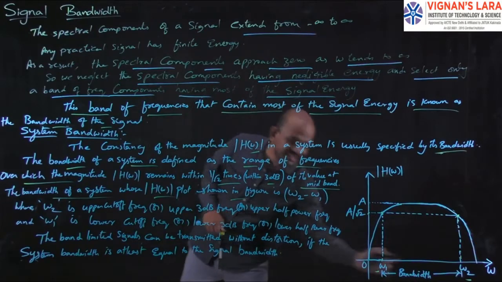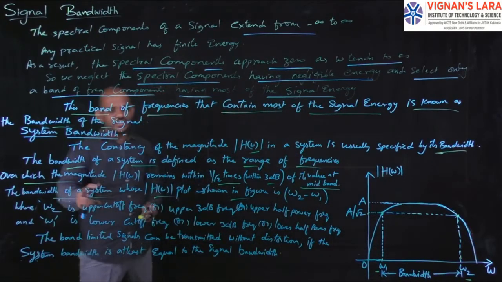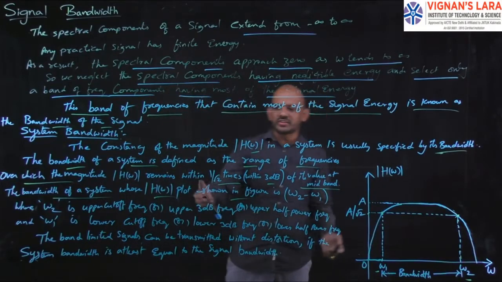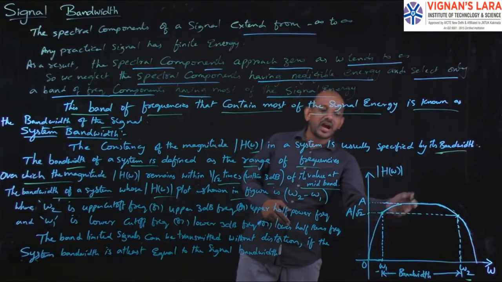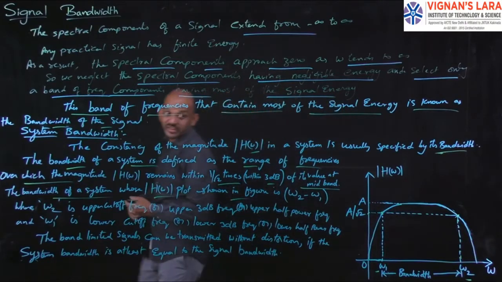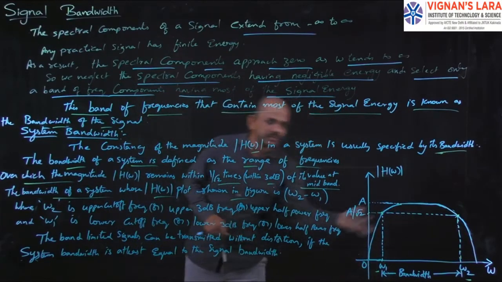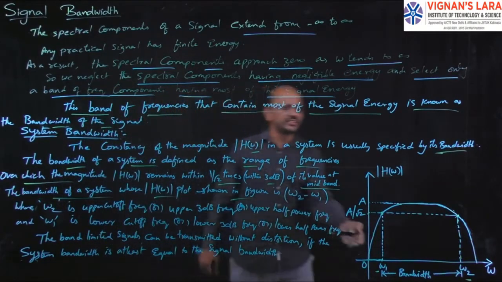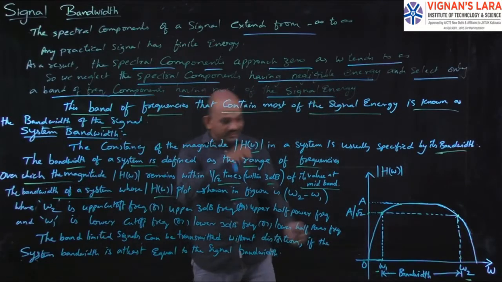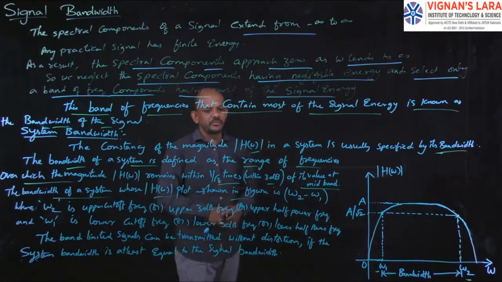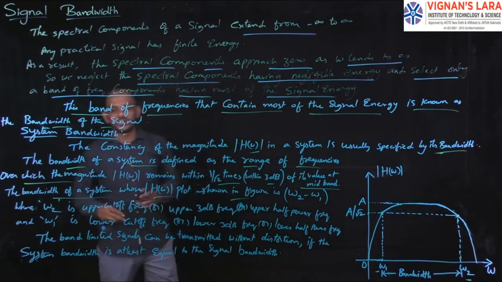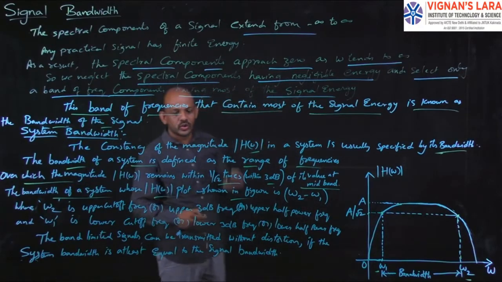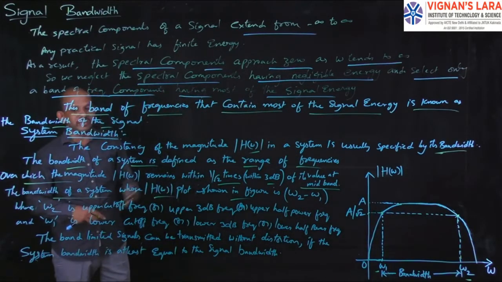Simply we will represent this as bandwidth, where omega 2 is the upper cutoff frequency, or upper 3 dB frequency, or upper half power frequency. In the same way, omega 1 is the lower cutoff frequency, lower 3 dB frequency, or lower half power frequency. Here omega 2 is the upper cutoff frequency or upper 3 dB frequency or upper half power frequency, and omega 1 is the lower cutoff frequency, lower 3 dB frequency or lower half power frequency.